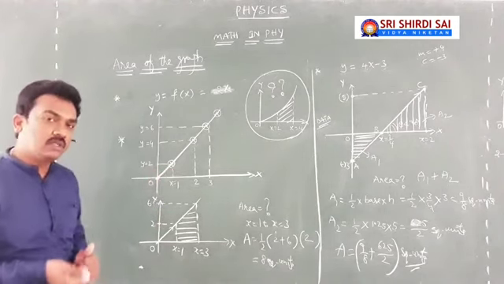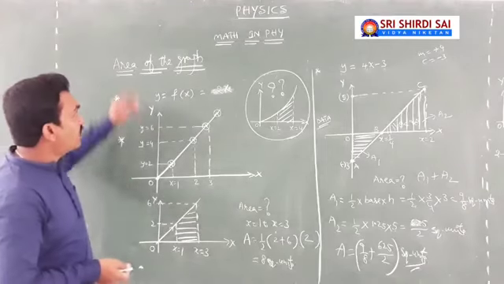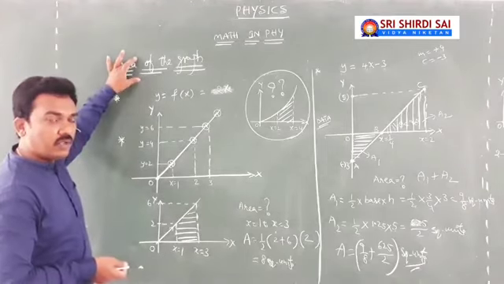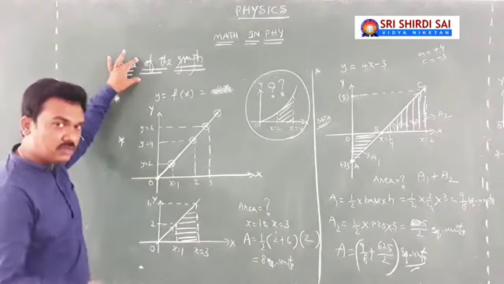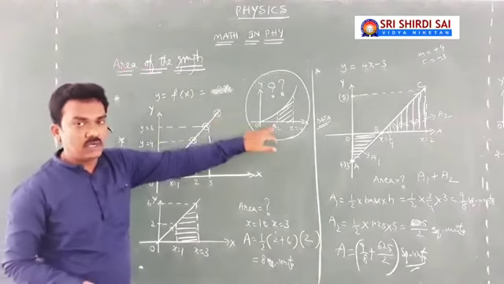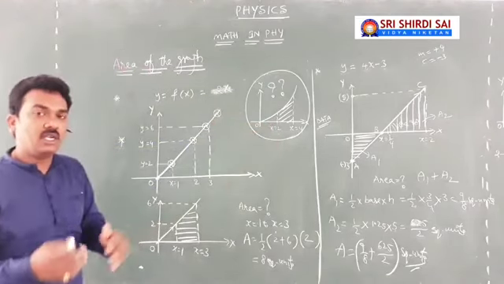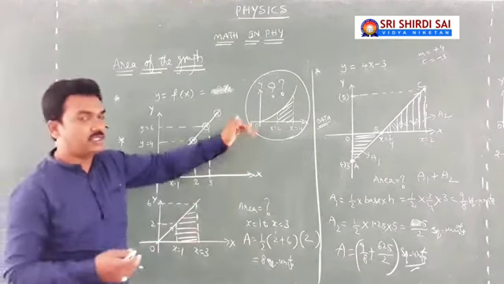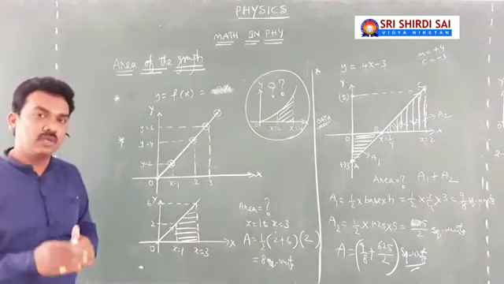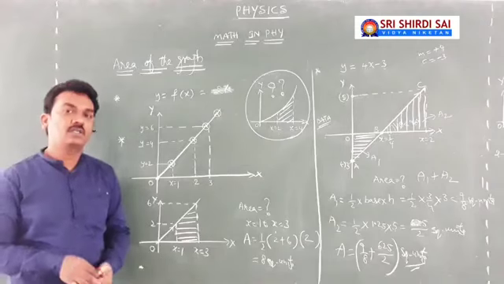Fine. So what we are going to discuss in the next class is how to connect this area of the graph and what its significance is in physics. And if the graph is a curve, how do we find the area covered by the graph when the graph is a curve? These are the points that we are going to discuss in the next class. Take care.